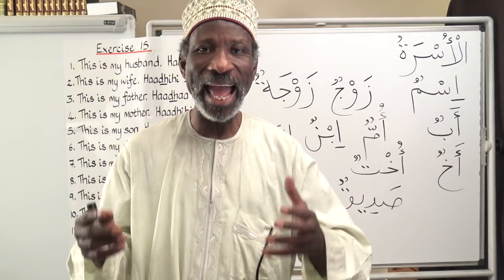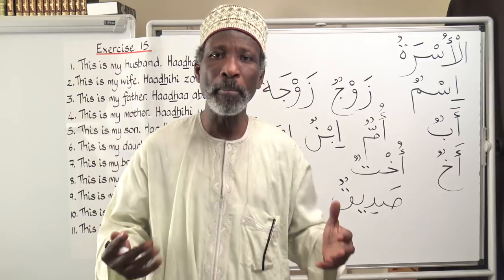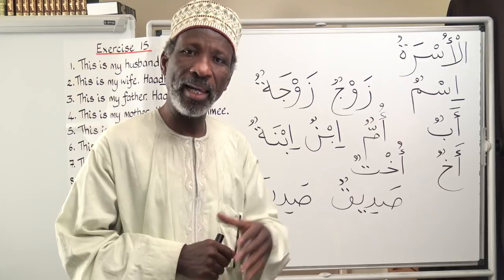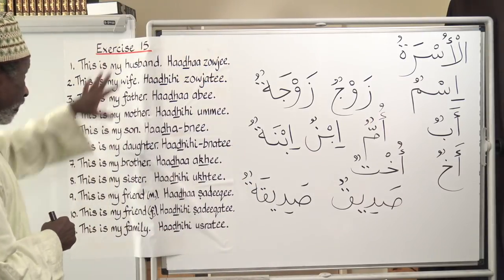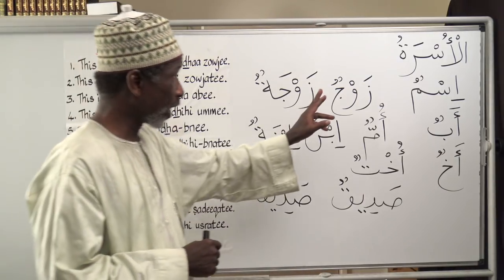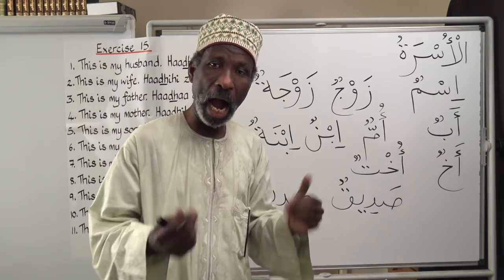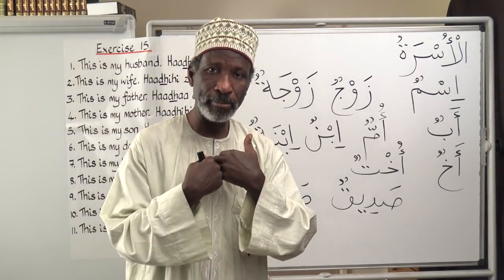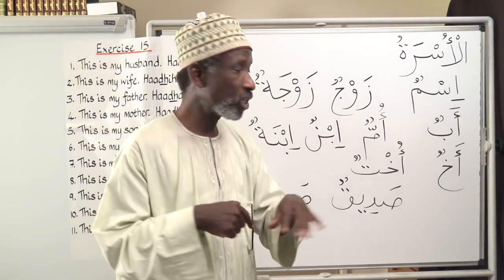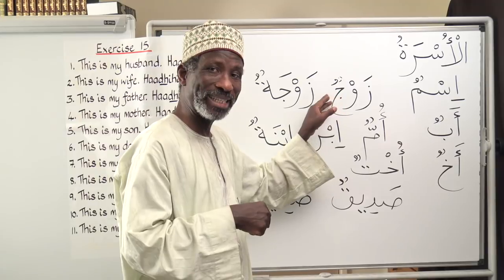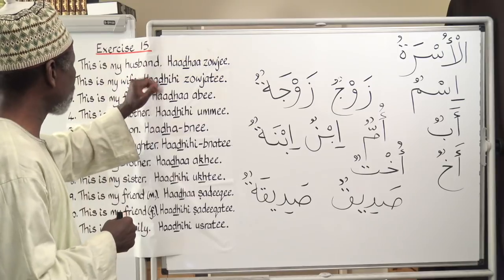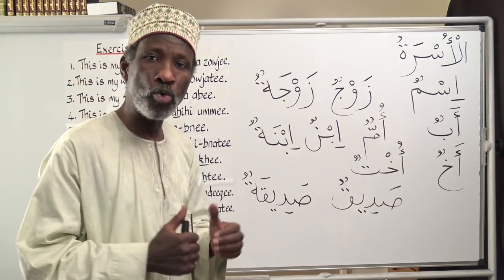Now let's discuss exercise 15, which is on page 20. Using this vocabulary, let's have a look. Exercise 15, number one, this is my husband. We know husband is zawjun. To say my husband, remember, you put the e ending: you change the un into i and then you extend it with the ya, zawji. So this is my husband, hadha zawji.